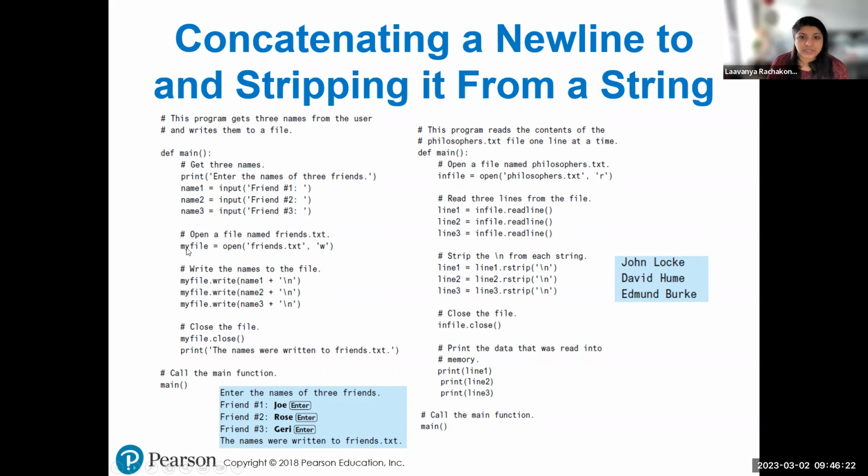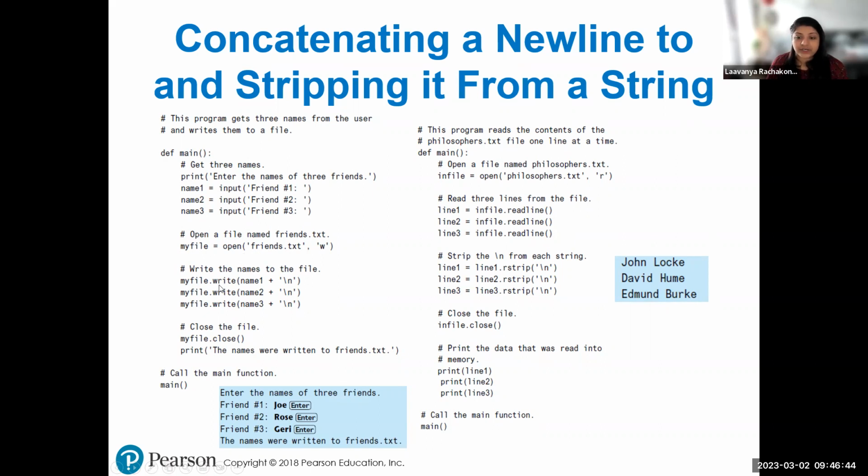So the file object that I have created is myfile. Or if I'm writing this program, I'll be using outfile as my file object. So outfile is equal to open friends.txt, and the mode is write in this case, because I'm writing the contents into a file. I could always use append, that depends. So I'm using the write method.